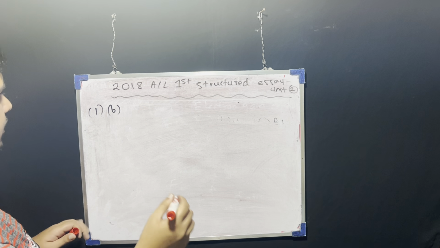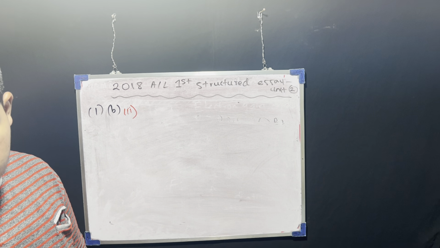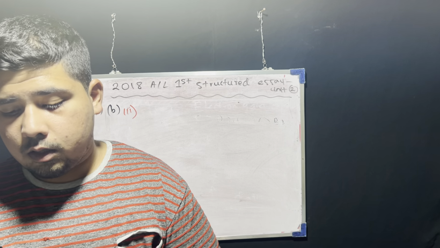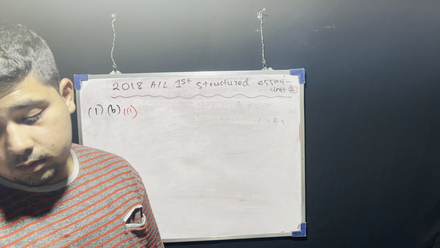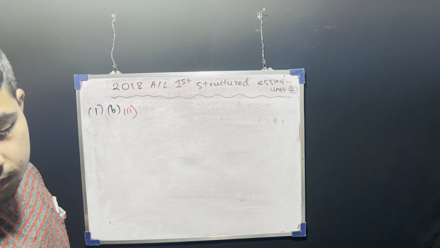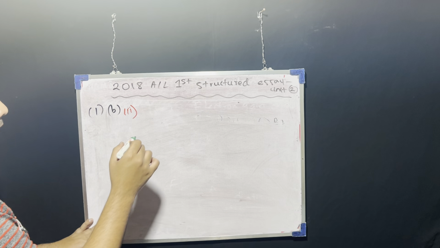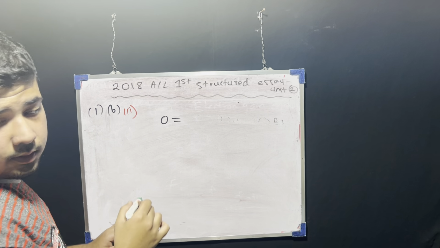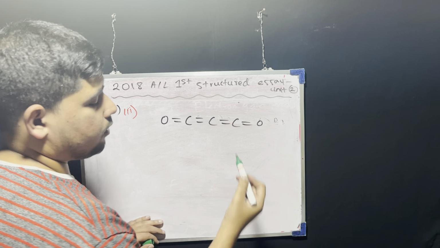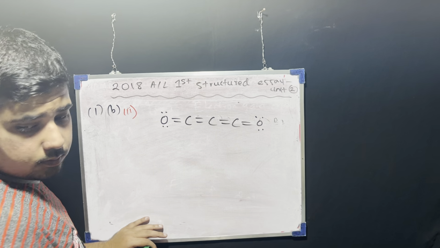Now we'll see that B Roman number 1 is done. Now Roman number 2. They have given a structure and they have told us to draw another 2 Lewis structures, or resonance structures, for this molecule. Here, oxygen double bond carbon, double bond carbon, double bond carbon, double bond oxygen. Here 2 lone pairs, 2 lone pairs.